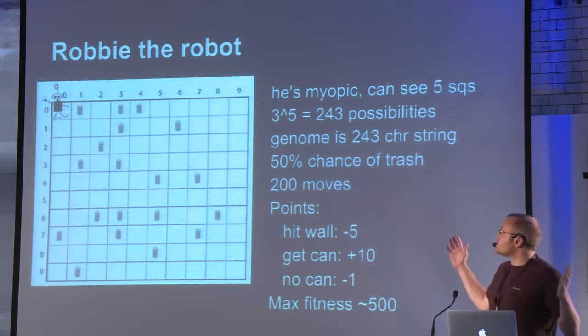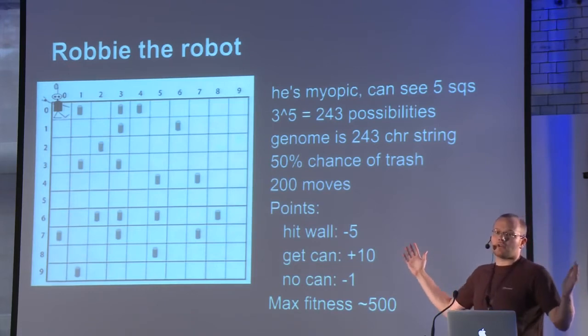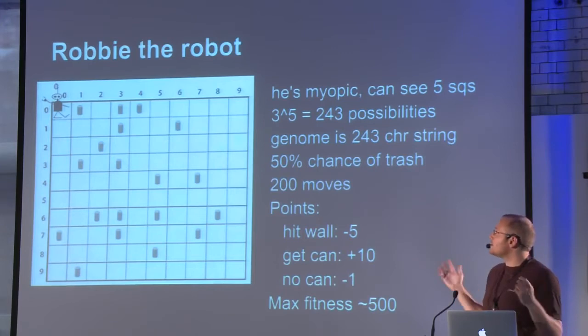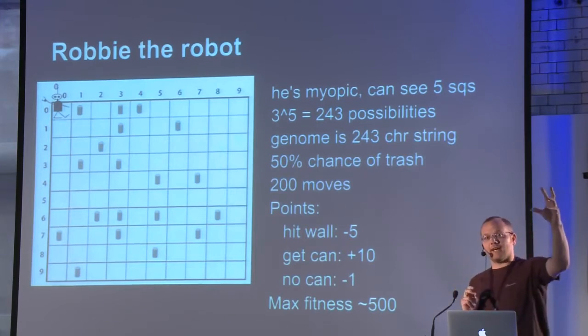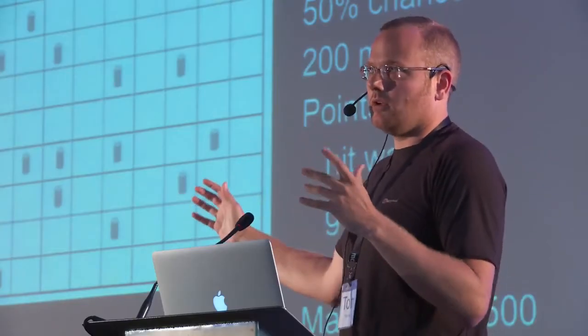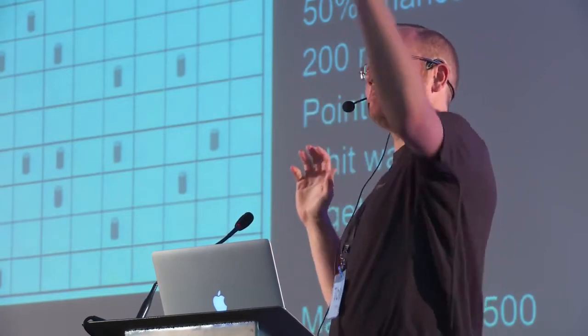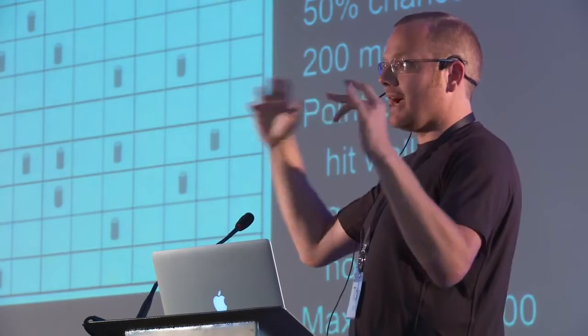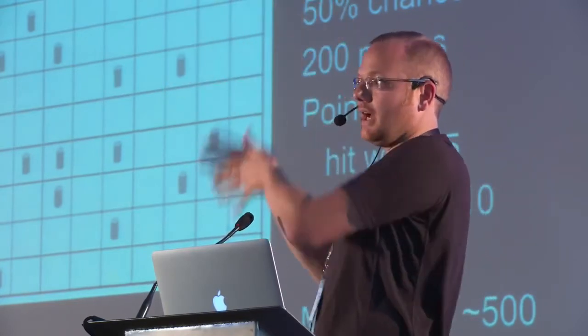So the genome is just a string. His whole strategy is basically a lookup table. At any point in his life, he can see 5 squares. He goes, north is a can, right is a wall, down is a wall. So my action is, look up in the table, and I do this.